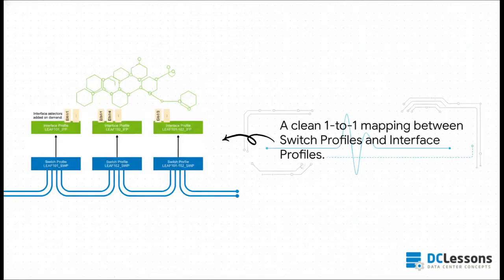And this is what it looks like in practice. It's clean, right? You can see Leaf 101_SWP maps 1-to-1 with Leaf 101_IFP. The VPC pair has its own matching set of profiles. This way, when you need to configure a port on Leaf 101, you know exactly where to go. No guesswork, no hunting around. It's simple, it's predictable, and most importantly, it scales.